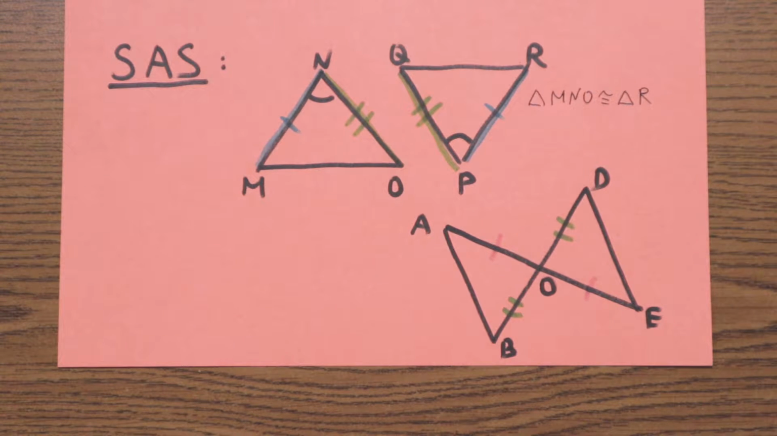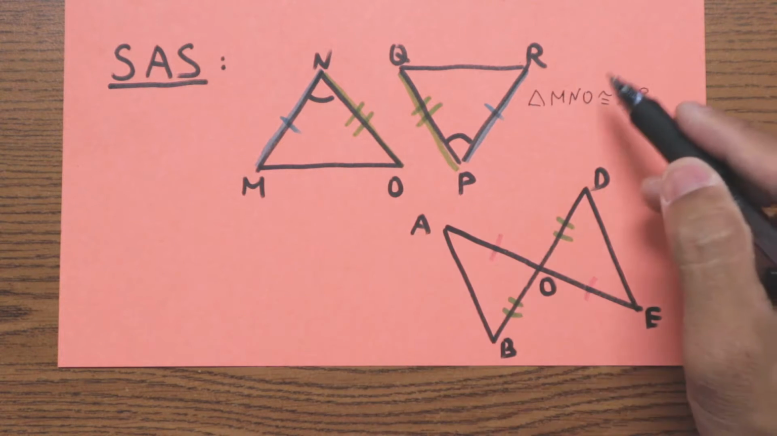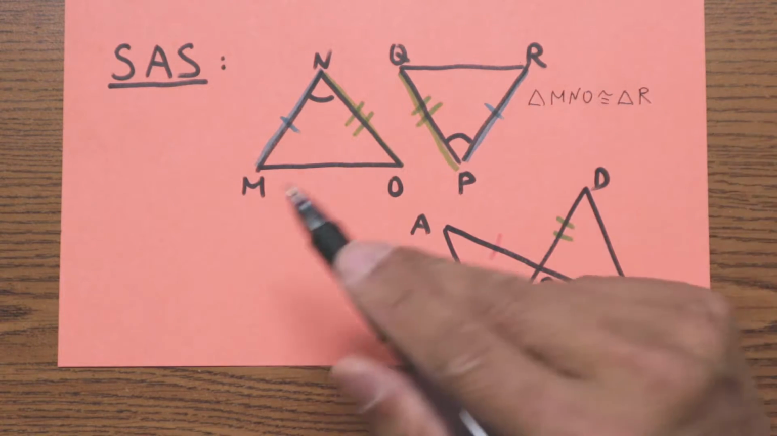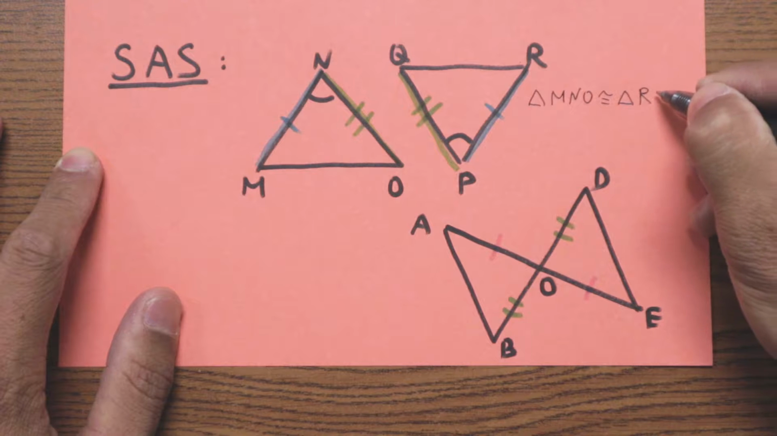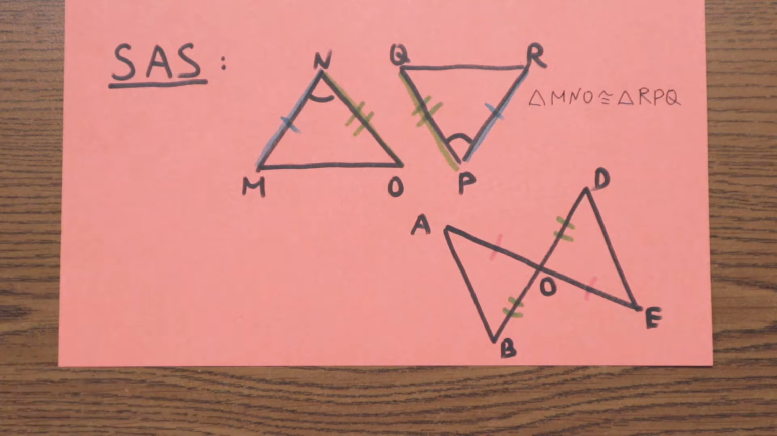To write the congruent statement, we say triangle MNO for this triangle is congruent to, for the second triangle, we have to match the letters. M matches R, N matches P, and O matches Q. So that's your congruent statement for this pair of triangles.